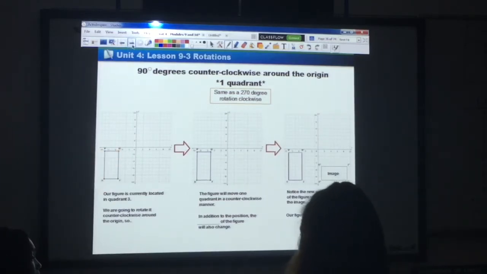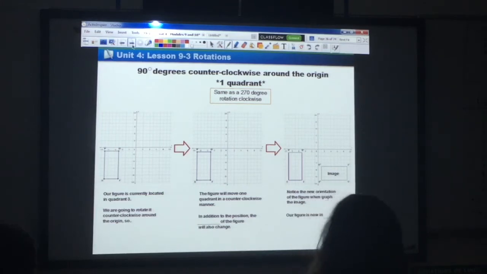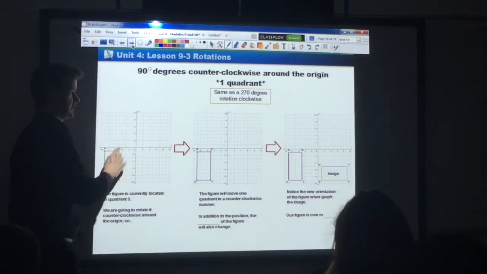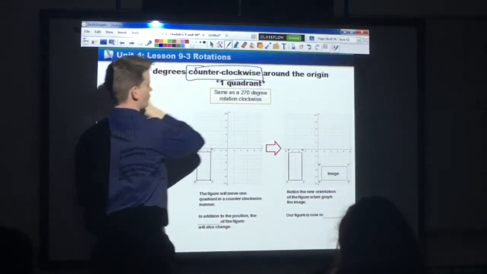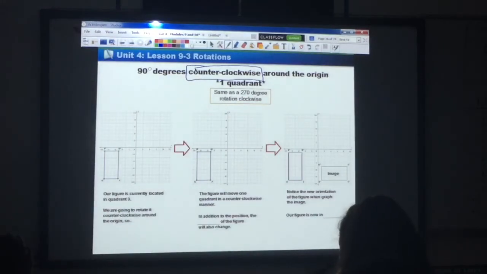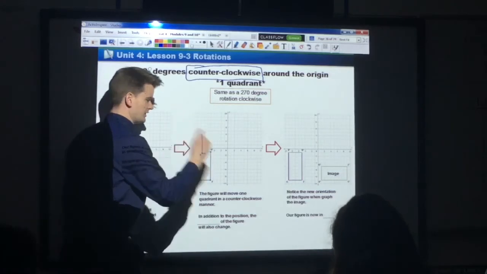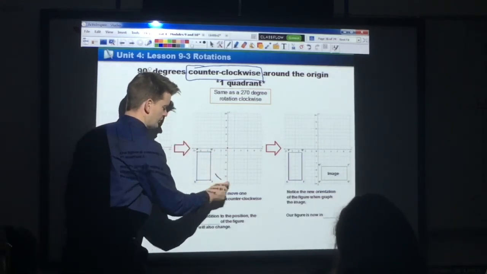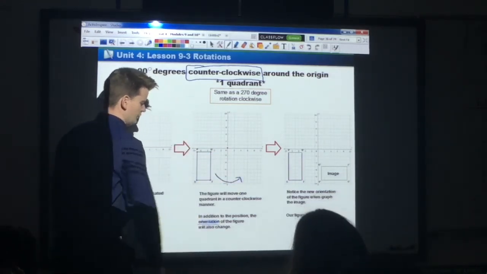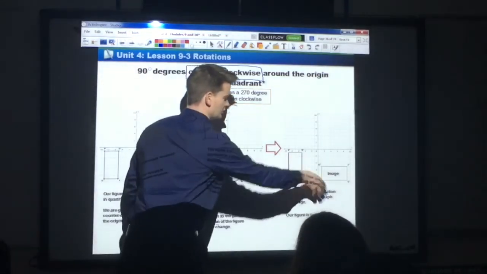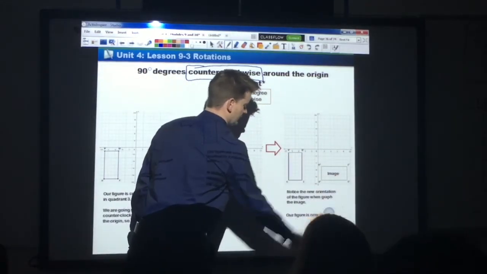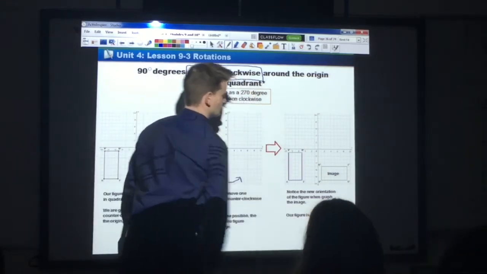Now our figure is currently in quadrant 3. If I was going to rotate this figure 90 degrees counterclockwise around the origin, right? It's currently in quadrant 3. What quadrant would it end up in? It would end up in quadrant 4. 90 degrees counterclockwise, here's my origin. If I'm going counterclockwise, I'm one quadrant to the right. Notice that the orientation changes. It kind of looks like the building fell over. And our image is now in quadrant 4.